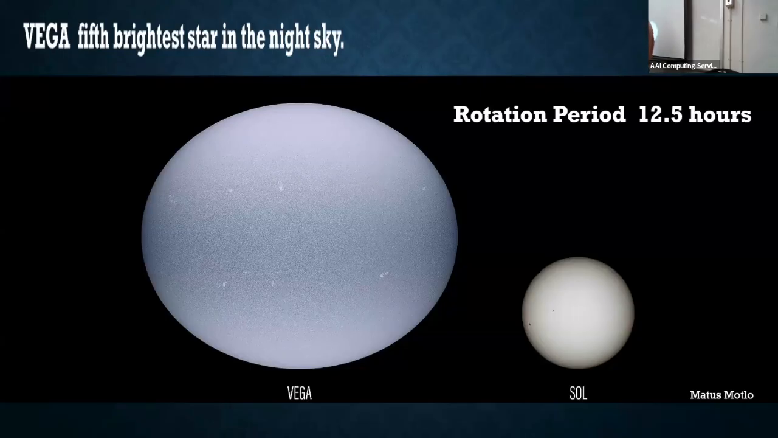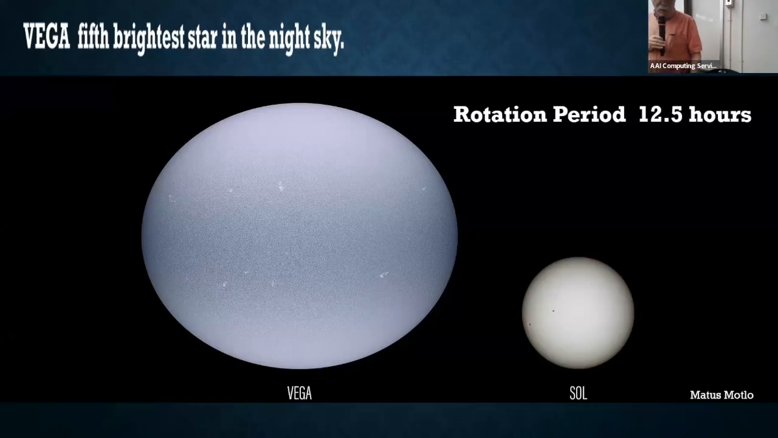And the effect of that is that Vega isn't spherical. I mean, that's true of many stars and planets, but it flattens itself out, so it's like a fan. And you can see that in this picture.